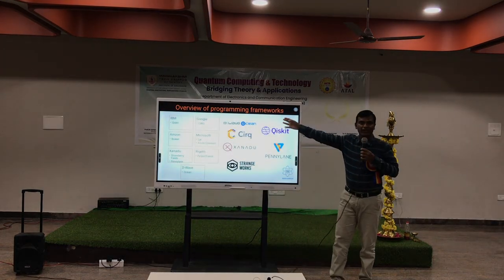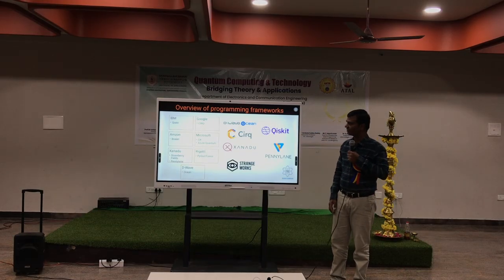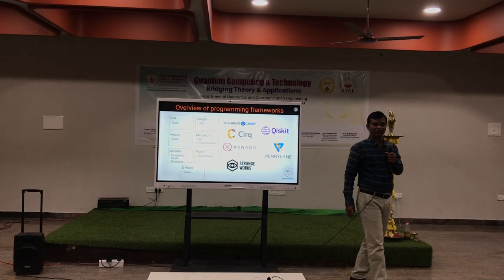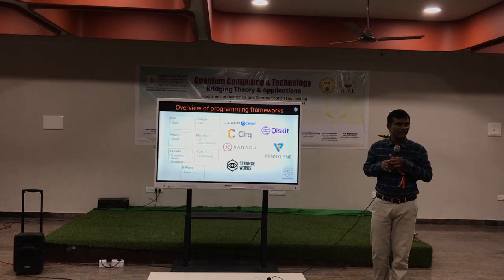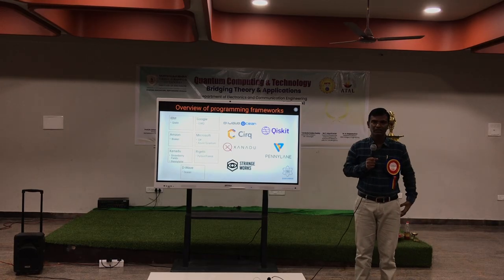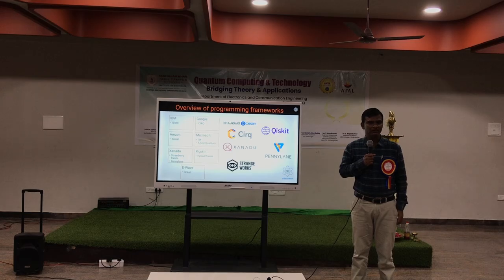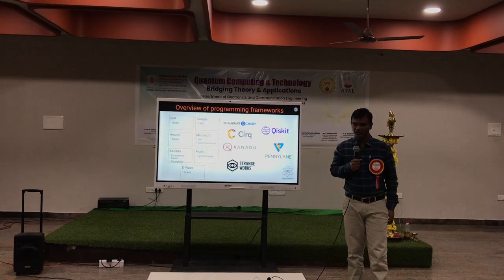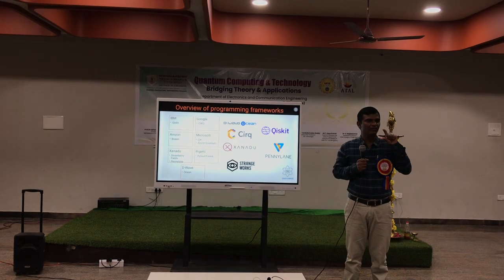And these are the various programming frameworks. Qiskit is the one developed by IBM. It is written in Python, and users develop quantum programs using Qiskit with Python only. Keep in mind that we are dealing at circuit level.